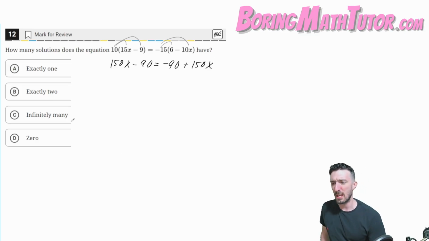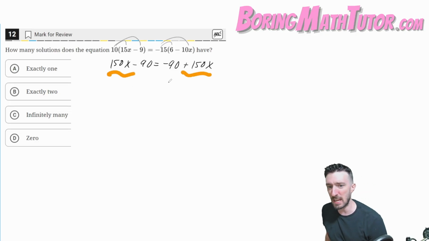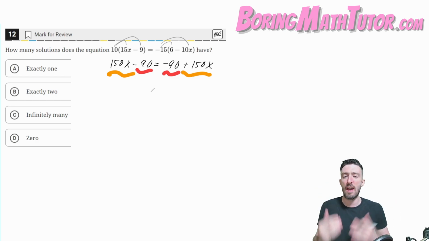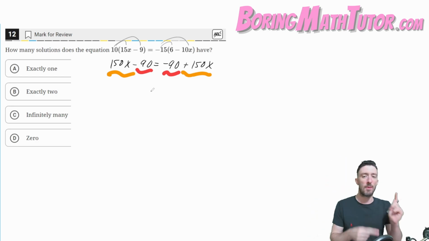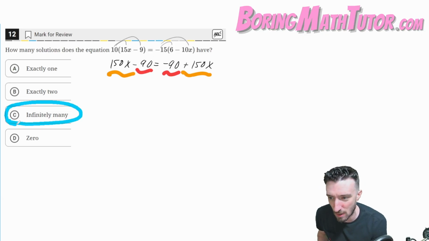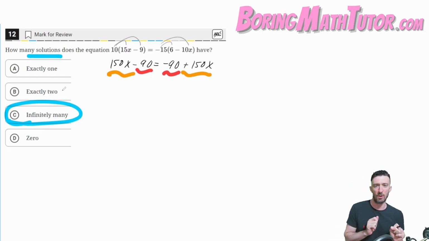Oh my God, that looks so similar to the left side. And you'd be right. In fact, it's more than similar. It's equal. If you ever have two things that are exactly the same on the left side and the right side, that means you have yourself infinite overlap, infinite solutions. We are now done with the problem.